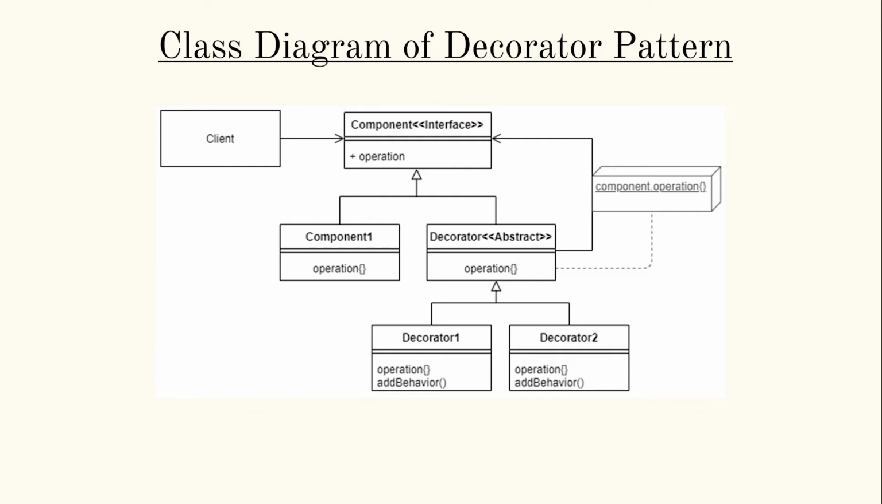Here we have a class diagram of the decorator pattern. Starting from the top, we have the component interface, which gets inherited by the component 1 class and the decorator abstract class. Next, we have the decorator 1 and decorator 2 classes, which both inherit the decorator abstract class. These decorator classes are really the main feature of the decorator pattern. If you want to add more functionality to our project, all we need to do is add another class that inherits the decorator abstract class.